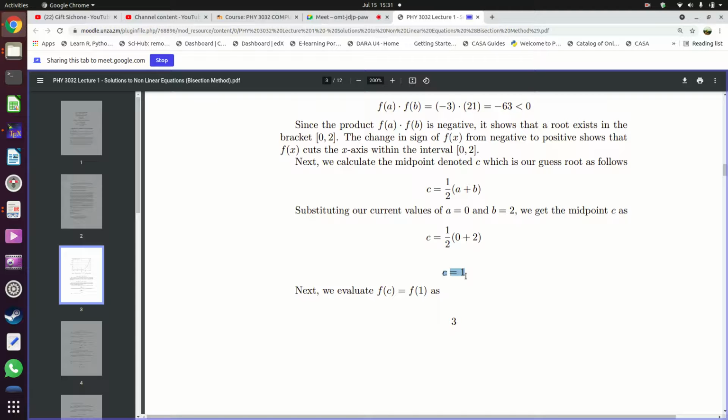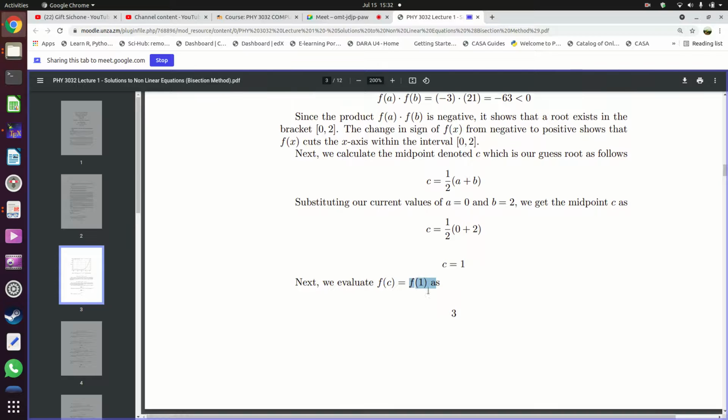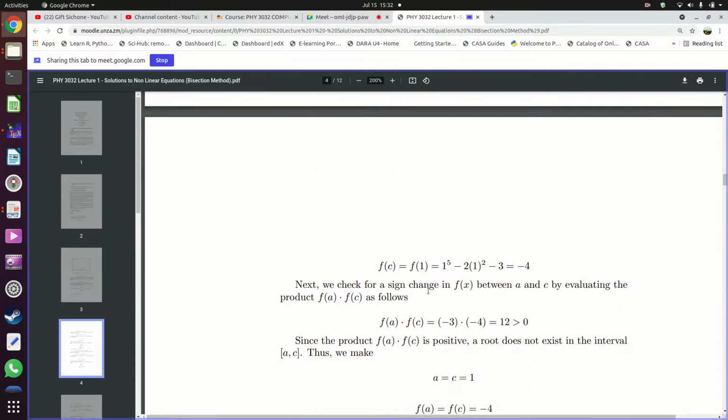Yes, sir. Now, after you find the midpoint, the next thing you do is find out the value of the function at the midpoint. You want to work out f of c, which is equal to f of 1. What is f of c? In this case, f of 1 or f of c is going to be equal to 1 to the power 5 minus 2 times 1 to the power 2 minus 3, which is going to be minus 4.